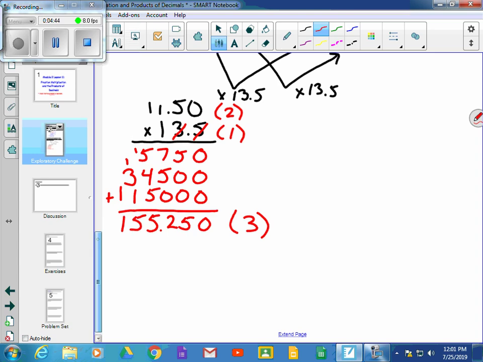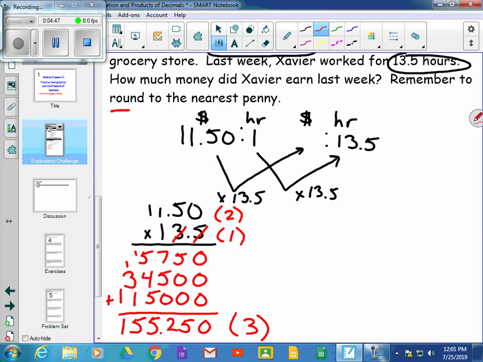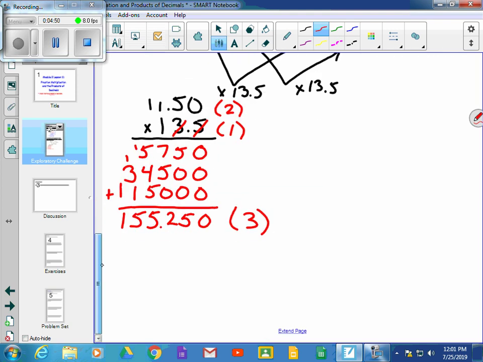Now, since this is a word problem, we need to answer in a sentence, and also remember, you have to round to the nearest penny. If I'm rounding to the nearest penny, I have to first find the penny's place. That 5 is sitting in the hundredths or the penny's place. What's to the right of it? Is it 5 or above? We'll give the 5 a shove. If it's 4 or below, we're going to let the 5 go. Well, it's below 5, so we're going to let that 5 go. We're going to drop that 0 behind it, and we're going to keep everything else in front of it.